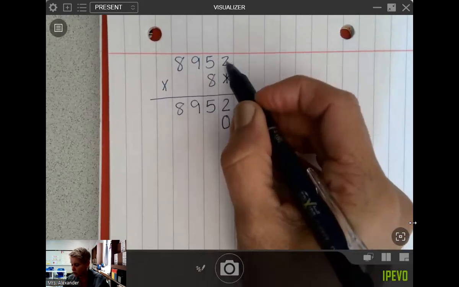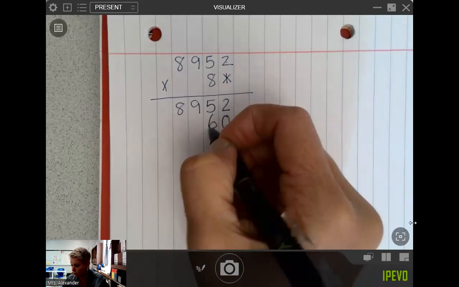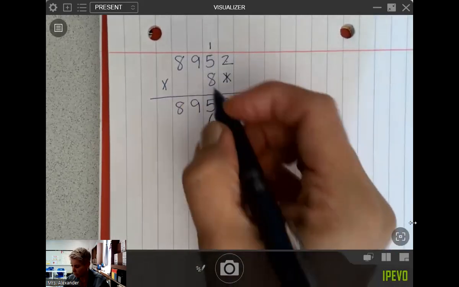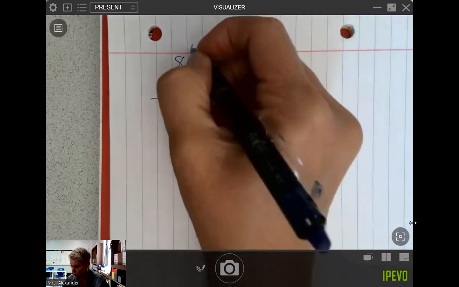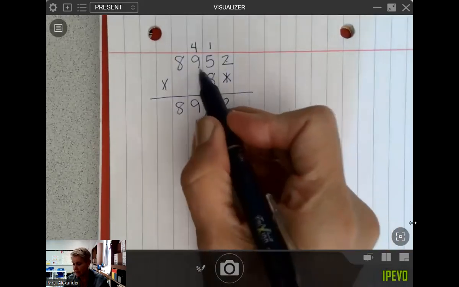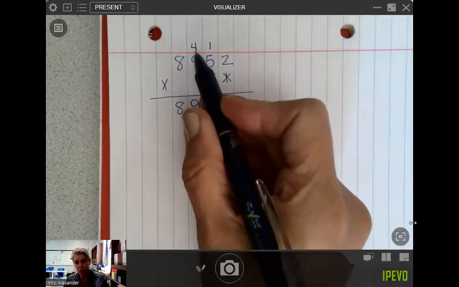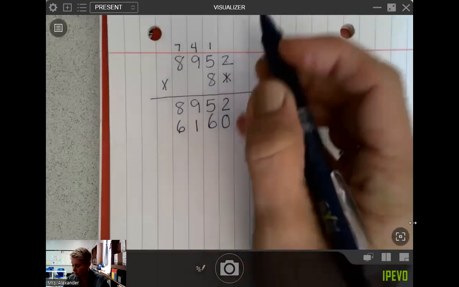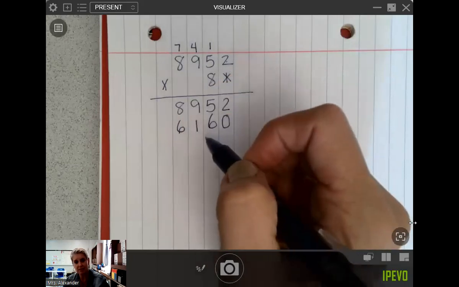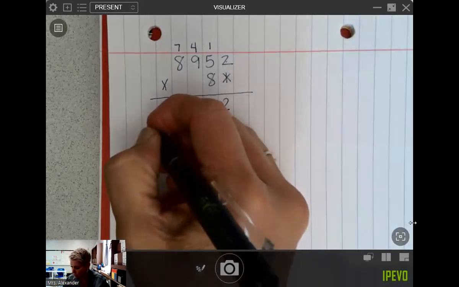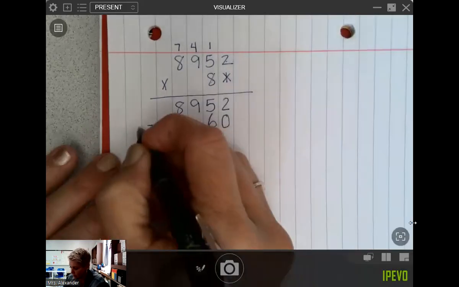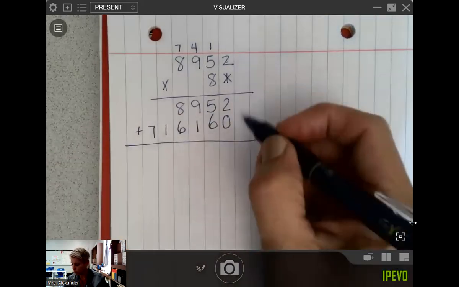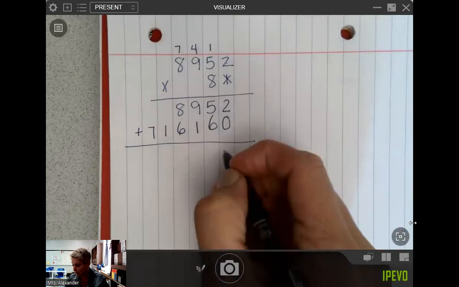8 times 2, 16. Regroup that one. 8 times 5 is 40, plus 1 is 41, regroup. 8 times 9 is 72, plus 4 is 76, regroup. 8 times 8 is 64, plus 7 would be 71. Now I've got room. So my two partial products, I'm going to add them together.